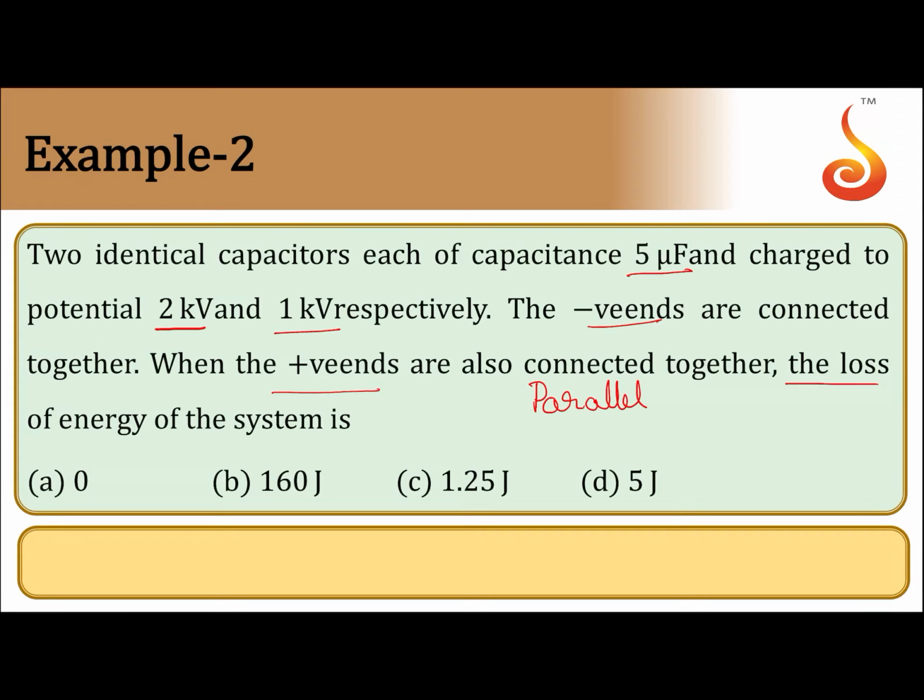During this, what is the loss of energy of the system? Remember, whenever it is a spontaneous process, it is always associated with loss of energy. So, options are 0, 160 joule, 1.25 joule, 5 joule. So, let us calculate the initial energy of the system.